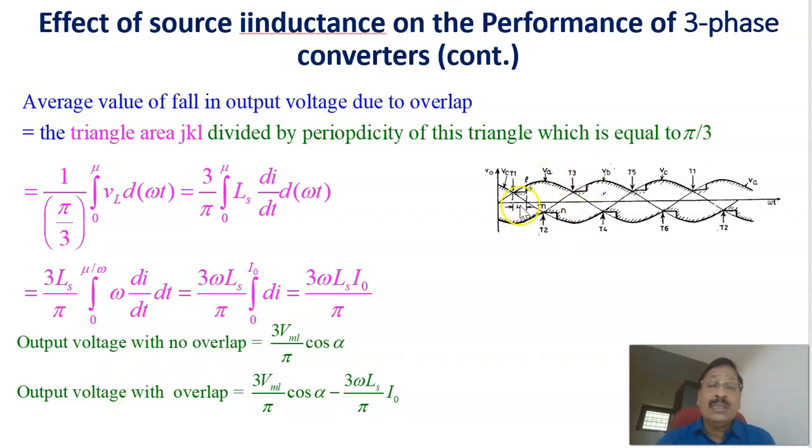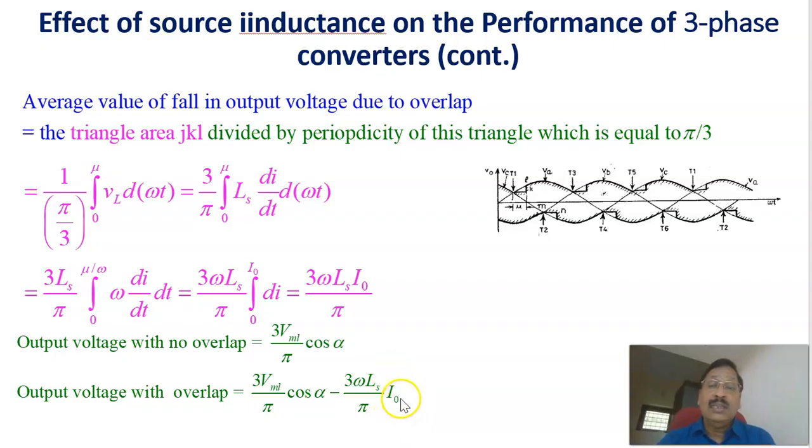But once this overlap angle, that is mu, comes in because of the source inductance, there will be a reduction in voltage. That reduction is the area of this triangle, calculated as 3 omega Ls I naught divided by pi. Therefore, the output voltage with overlap mu equals 3 VML by pi cos alpha minus 3 omega Ls divided by pi into I naught.